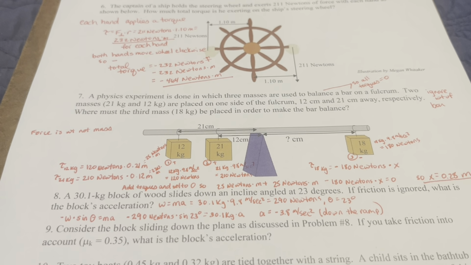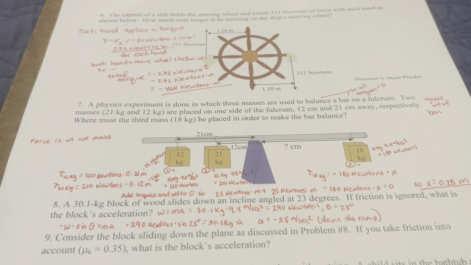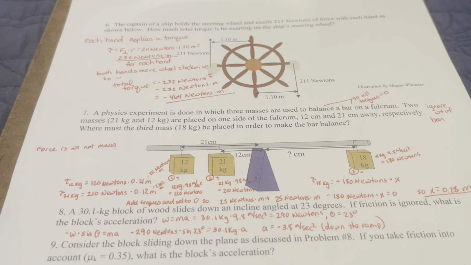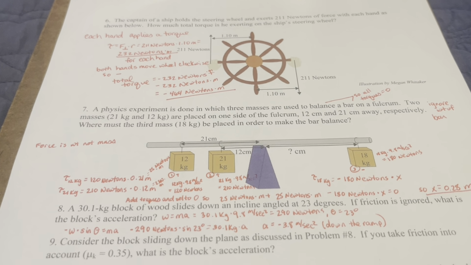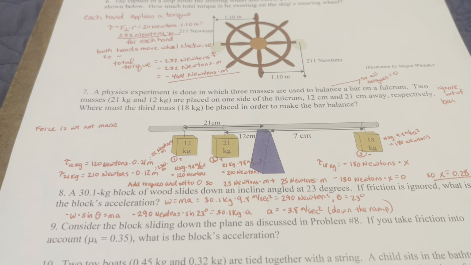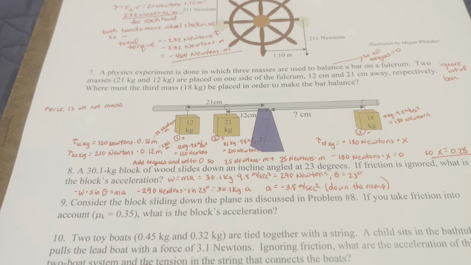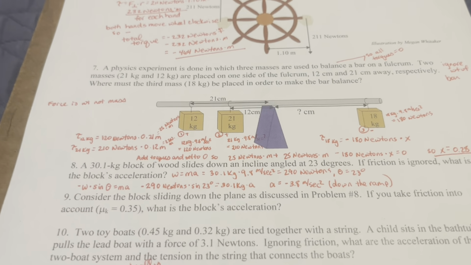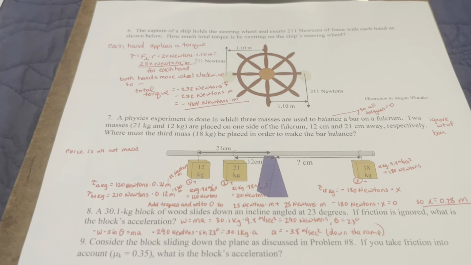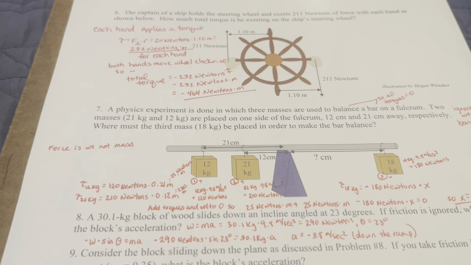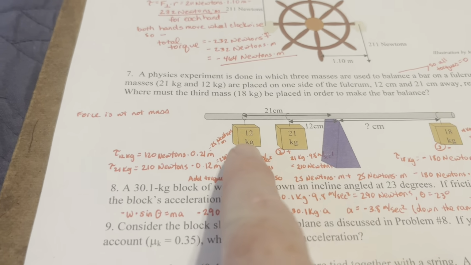All right, number 7. A physics experiment is done in which 3 masses are used to balance a bar on a fulcrum. 2 masses, 21 kilograms and 12 kilograms, are placed on one side of the fulcrum, 12 centimeters and 21 centimeters away respectively. Where must the third mass, 18 kilograms, be placed in order to make the bar balance? Okay, so if it's balanced, all the torques are going to equal 0. Right? And then remember, as previously stated for one of the other problems, we're going to ignore the weight of the bar. So the force is the weight, not the mass, right? So we're going to do that for each of them.